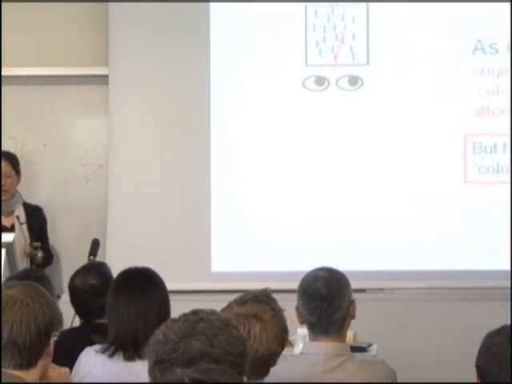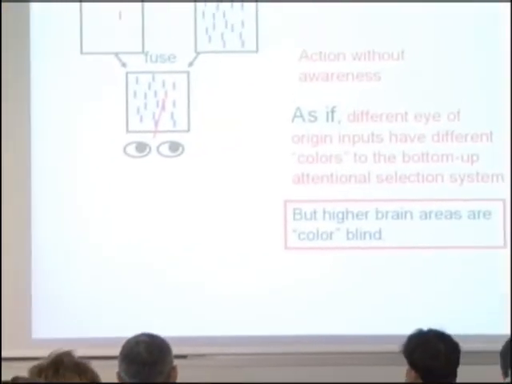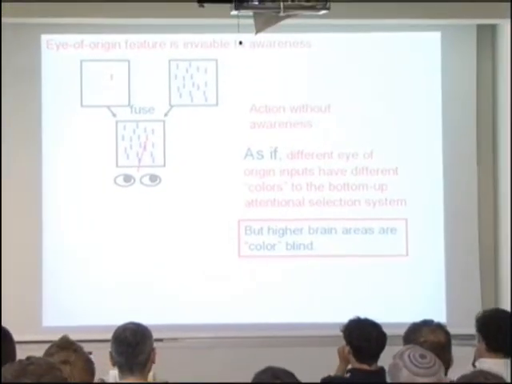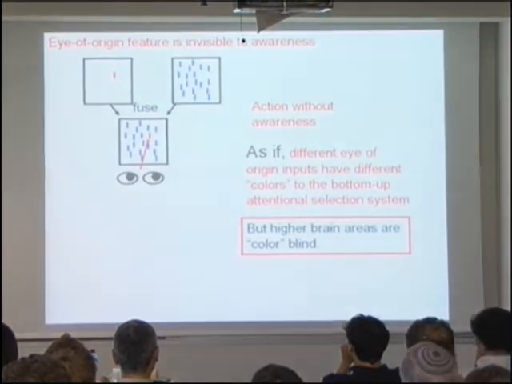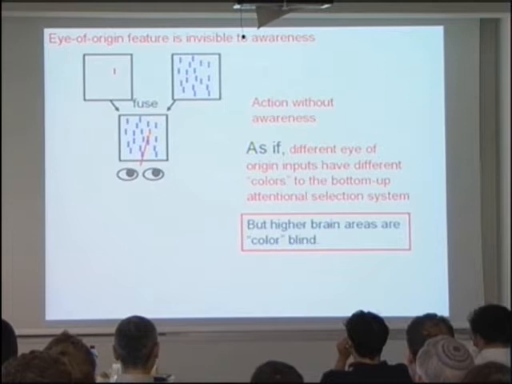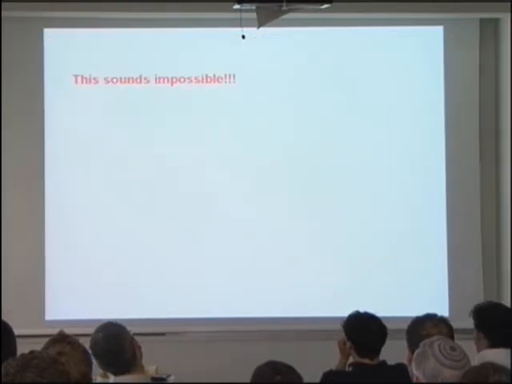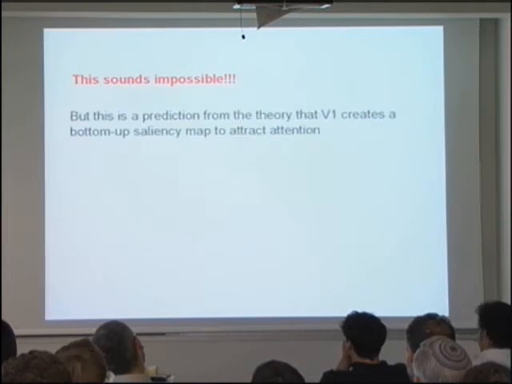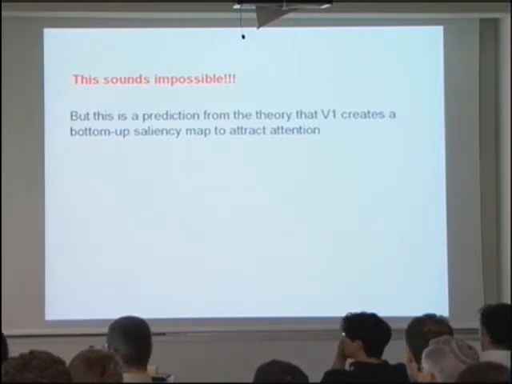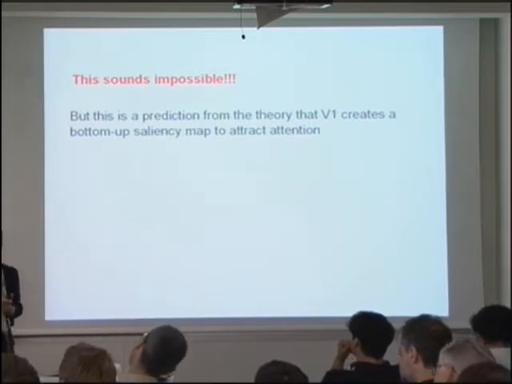Nevertheless, it is as if your gaze, your motor control, can see it, as if it has a different color and you get attracted to it. But your higher brain area is as if colorblind. And this just sounds impossible, but this is the prediction from a theory that V1 creates a bottom-up saliency map to attract your gaze and attention, which selects the area to decode. Even if it doesn't reach awareness.